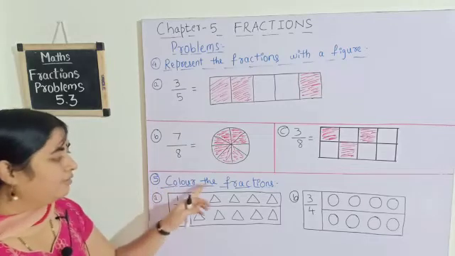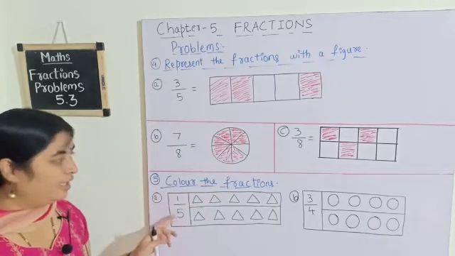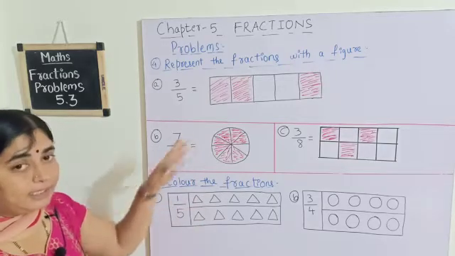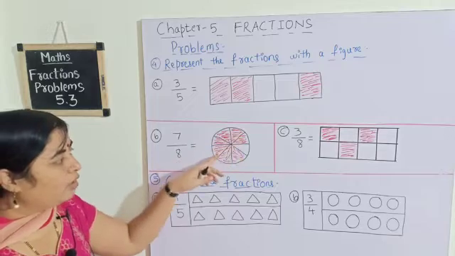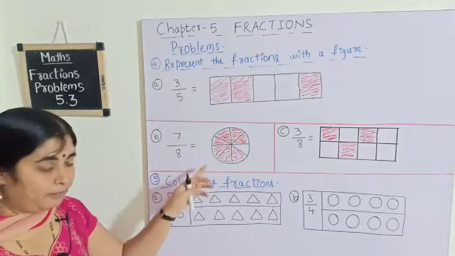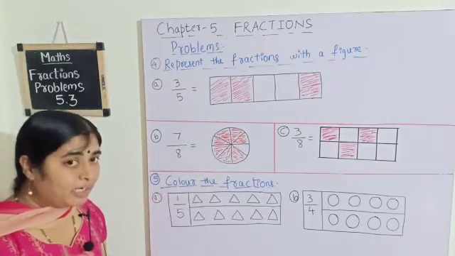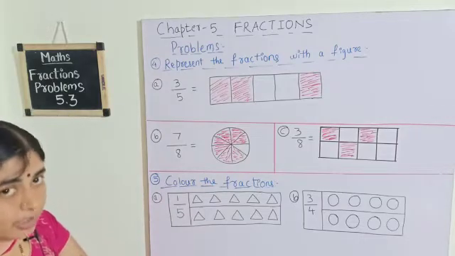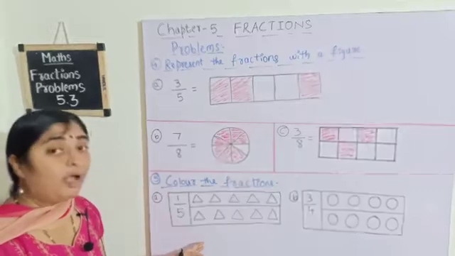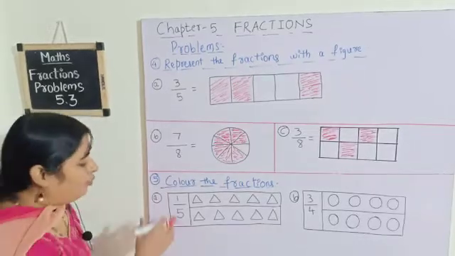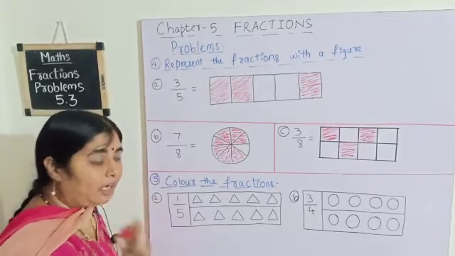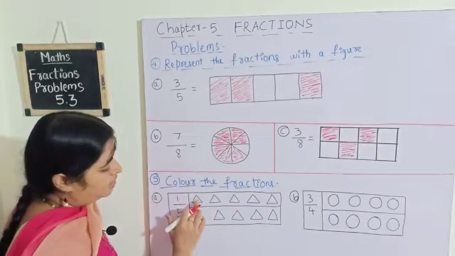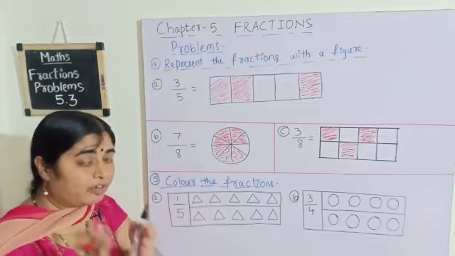See, color the fractions. They have given 1 by 5. Now the difference from this example to the earlier examples is, there it was a whole thing we cut into separate parts, but here, what we have studied before, a fraction is also a part of a collection. So that rule applies here. Here 1 by 5 they have given, and a collection of 10 triangles. See here 5 and here 5, a collection of 10 triangles.